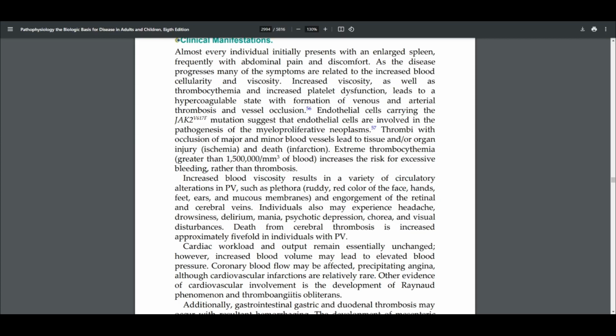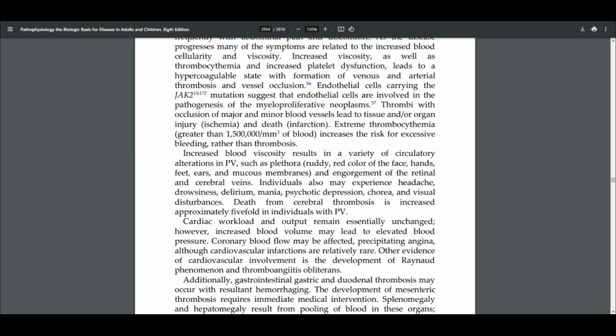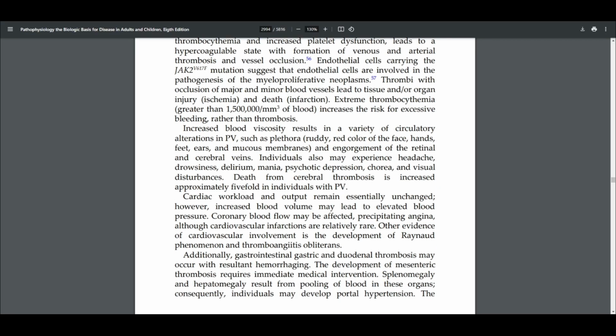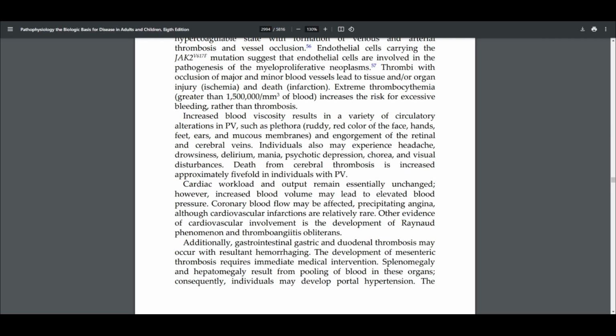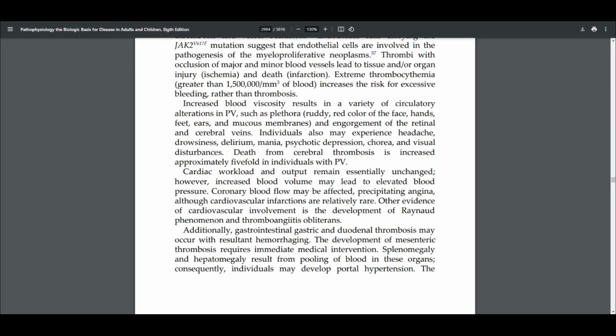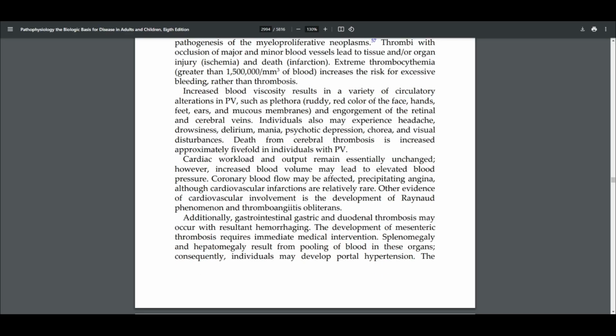Increased blood viscosity results in a variety of circulatory alterations in PV, such as plethora and engorgement of the retinal and cerebral veins. Individuals also may experience headaches, drowsiness, delirium, mania, psychotic depression, chorea, and visual disturbances. Death from cerebral thrombosis is increased approximately fivefold in individuals with PV.